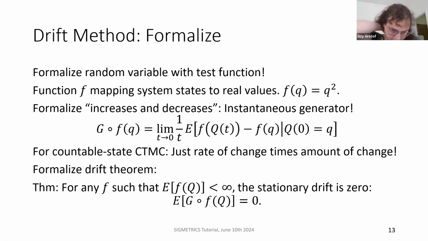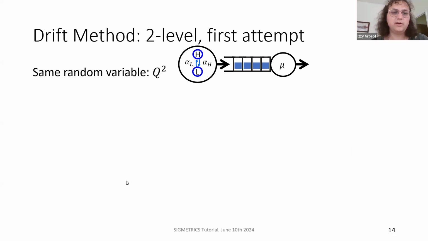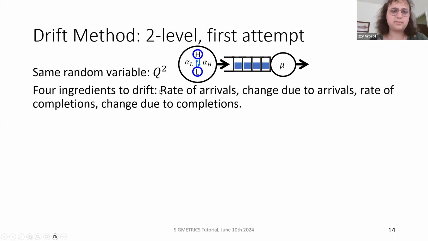All right, so that's the drift method you see in the MM1, you see in the formal description. Now it's time to apply it to our two-level arrival system. So the first attempt, we're going to use a real straightforward test function. Let's just use the same random variables before, Q squared. Now, remember, there are 4 ingredients to drift. There's the rate of arrivals, the change in the test function due to an arrival, the rate of completions, and the change in the test function due to completions.